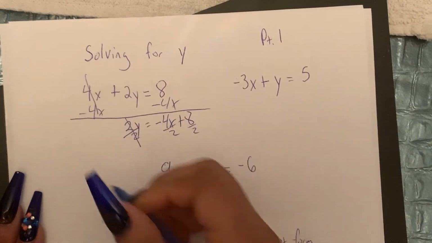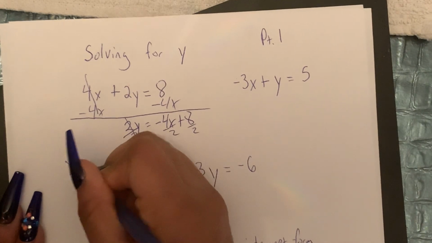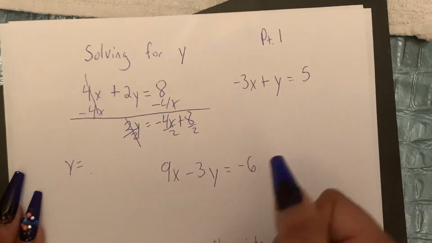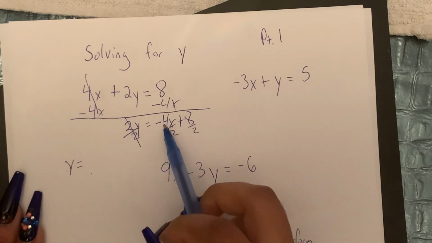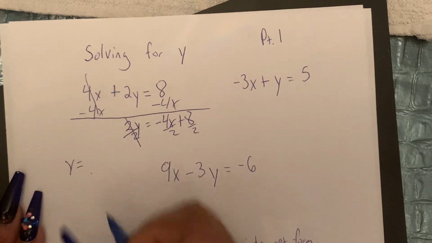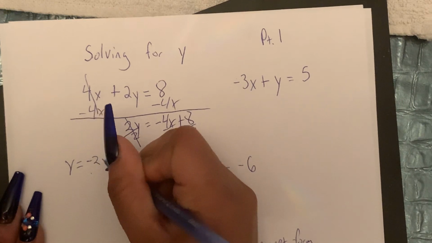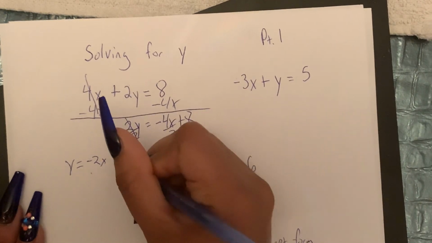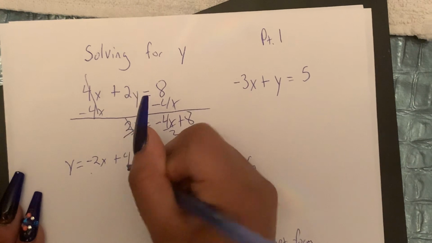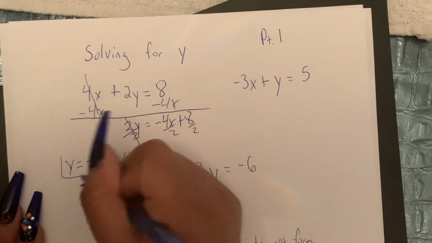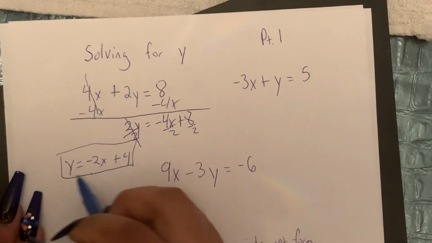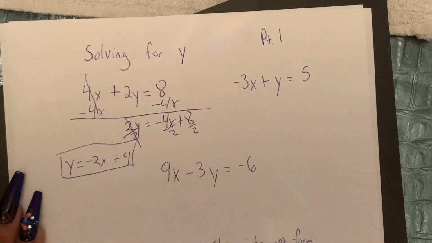So I have 2 divided by 2 is 1. So I have y equals negative 4 divided by 2 is negative 2x. 8 divided by 2 is positive 4. So that's my equation. When you do your assignment, you're going to type it in just like this, no spaces.